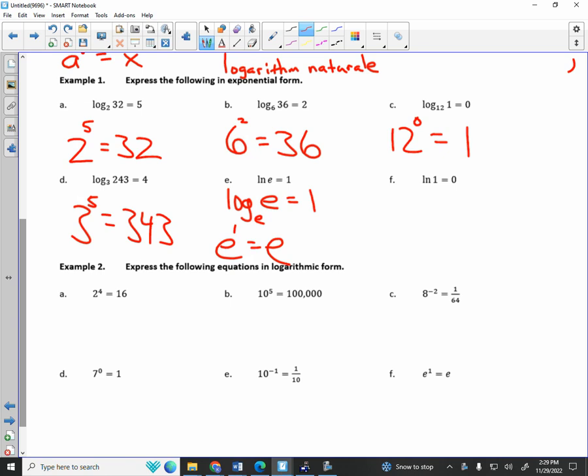Good. Now you don't need to rewrite it every single time. So like here, I'm not going to rewrite it. What is the base? e. What's the exponent? 0 is equal to 1. Excellent. You see that? Good, good, good. Okay.